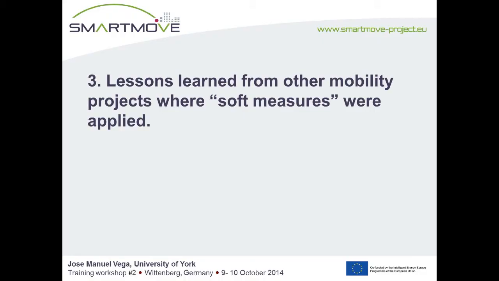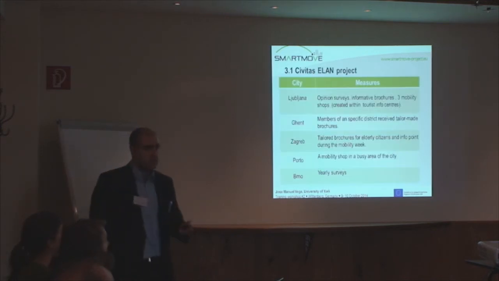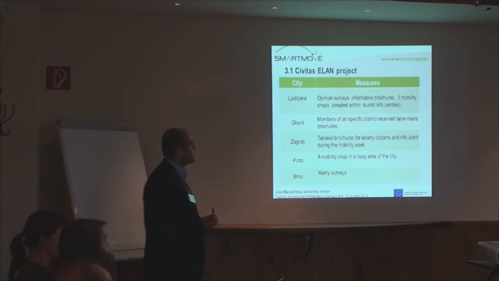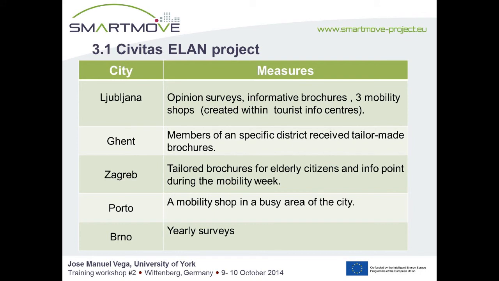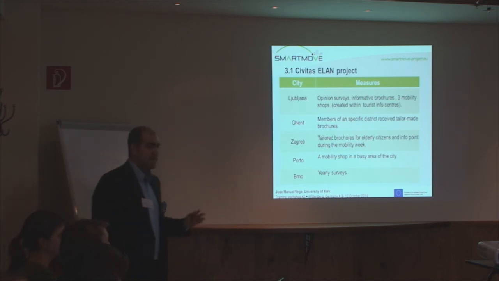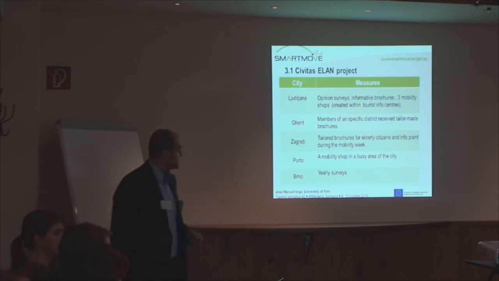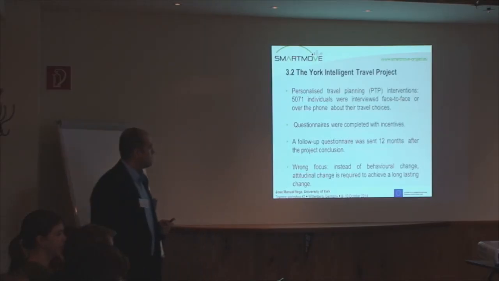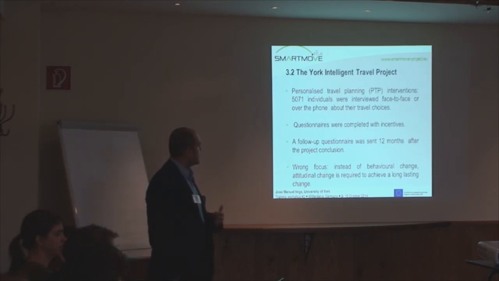Lessons learned from mobility projects. I'm going to go quickly through different programs you might have seen in the deliverable, so you are familiar. In the Kivitansalan project, 5 different cities took part, and I want to draw your attention to the different additional measures they used to promote those campaigns. For instance, in Ljubljana there were opinion surveys before the campaign. In Ghent, the members of a specific district received tailor-made brochures. In Bern, they got the same survey every year to keep the relationship going and update the feedback from public transport users. In York, they used personalized travel planning interventions and ran questionnaires with incentives like test travel tickets.